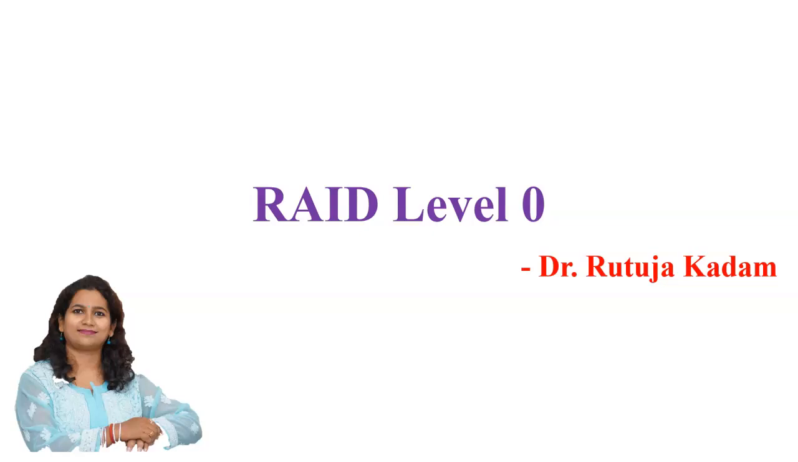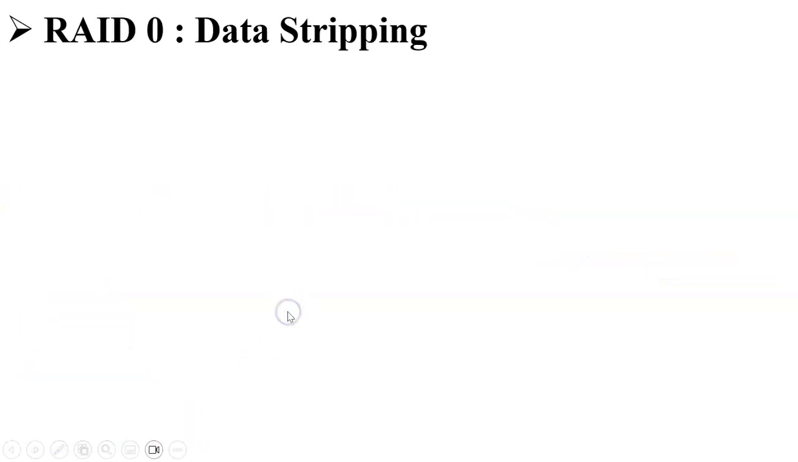Today we will be learning RAID level 0. RAID stands for Redundant Array of Independent Disks. Now let us look into the details of what RAID level 0 means. When we say RAID 0, a keyword that comes to our mind is striping. RAID 0 performs data striping. Now what does the word striping mean? The normal English meaning of striping is division, and here in our case it is division of data.